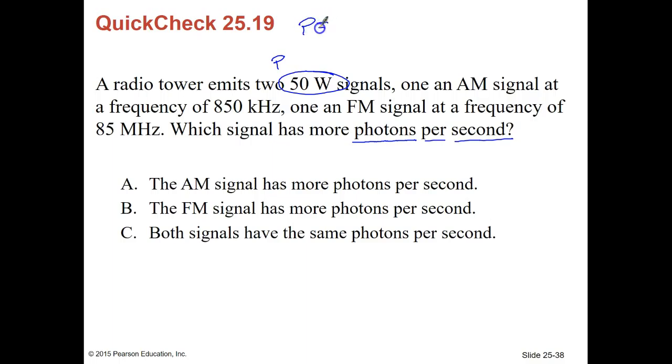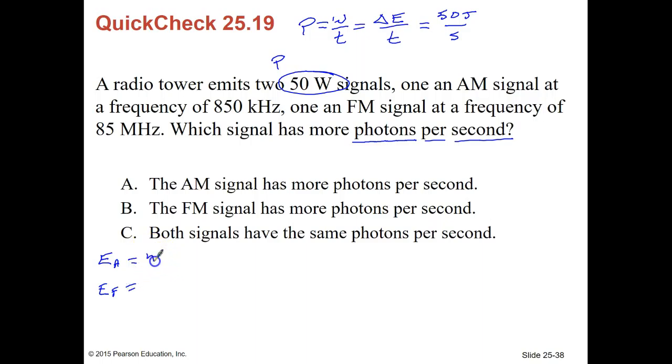If you remember, power is equal to work over time, and work is just the change in energy. So here, this would be 50 joules per second. So that's the amount of power each one of these signals has. Let's find out, using E for AM and E for FM, what the energies of the two are.